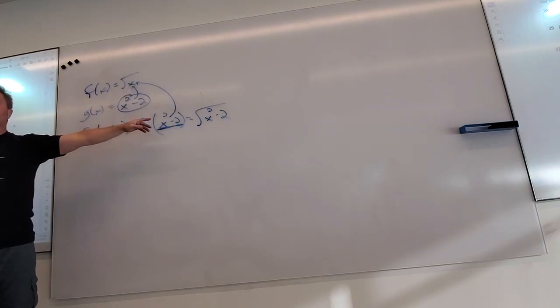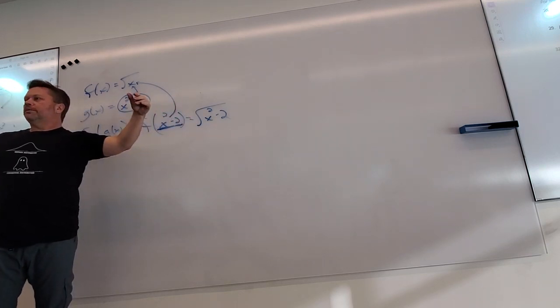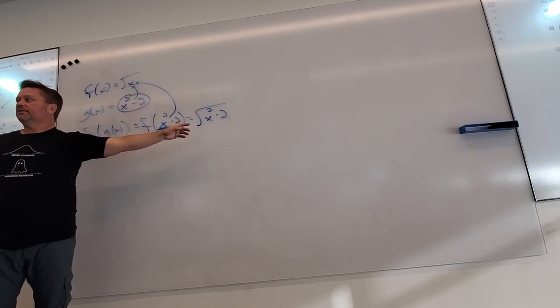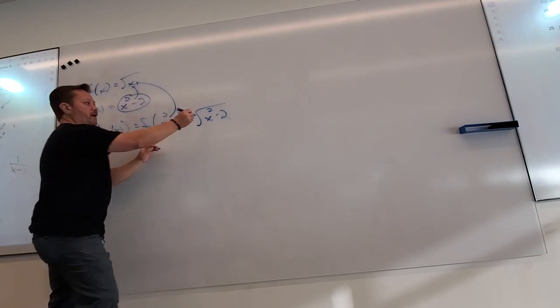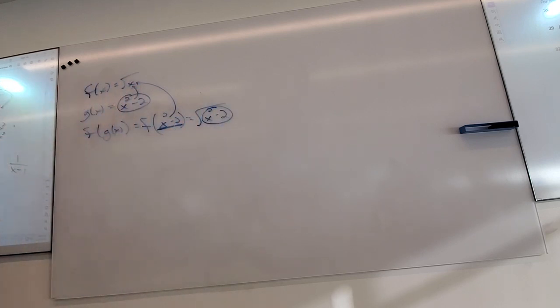So if I ask you, what's the inside function? What function did I just put into something else? g of x? Yeah, this guy, x squared minus 2. And I put it into a square root. So do you see how it works, kind of like this problem?